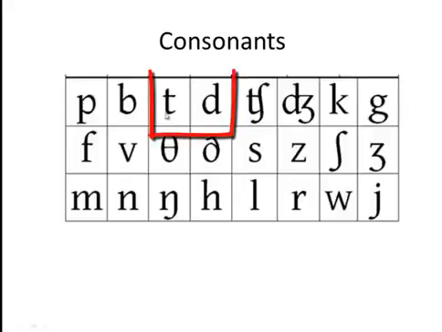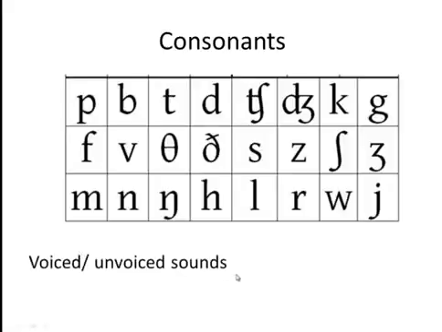The same with this pair. T should make no vibration, but D should make a vibration. You should be able to feel the difference between these things. Okay, and these are called voiced and unvoiced sounds. So all of these top two lines are in that kind of order. So you're doing the same thing with your mouth for these two and these two and these two, exactly the same thing with your mouth. The difference is that one is a voiced sound and one is an unvoiced sound.